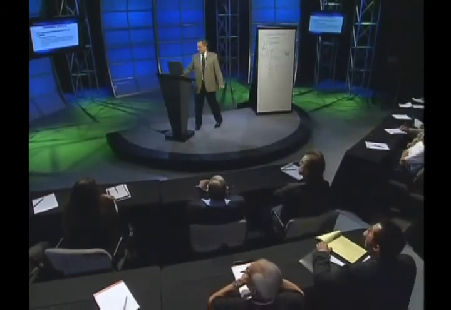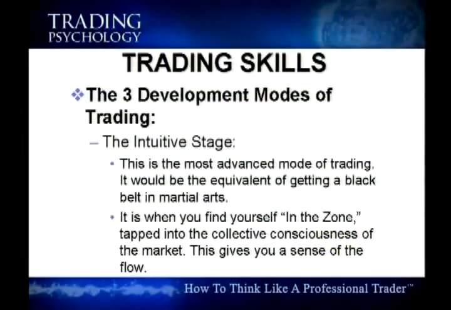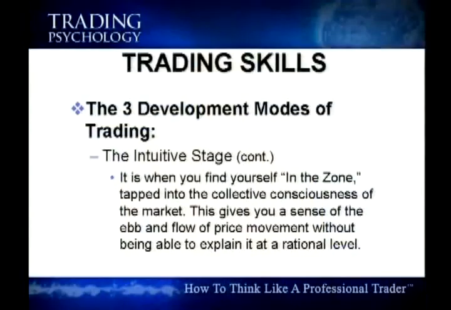And then the last stage is the intuitive. This is the most advanced mode of trading. It would be the equivalent to getting a black belt in martial arts. It's when you find yourself in the zone, tapped into the collective consciousness of the market, giving you a sense of the flow. If you look at the market as being a collection of individuals, you can tap into that. It's not something you can will yourself into. You just find yourself in this zone where you're just seeing and doing things that you can't necessarily explain at a rational level.